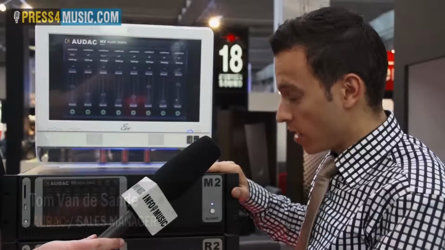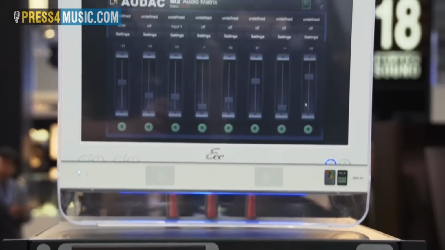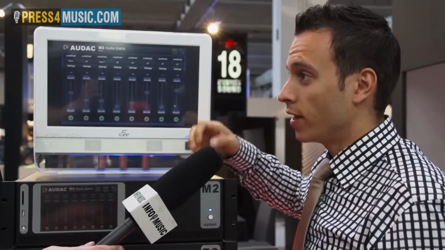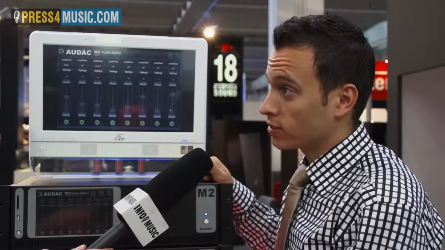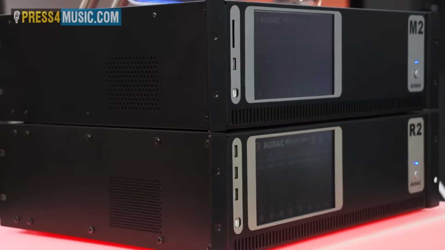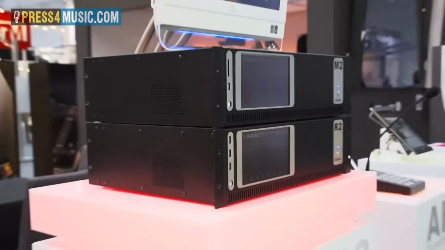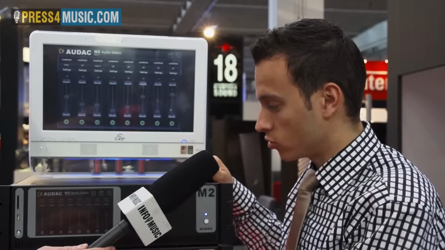I would shortly like to explain to you what the M2 is capable of. It's actually the same as the R2 in 8x8 matrix, but instead of having one DSP, it has 11 DSPs inside. So each input and output has a DSP, and then you have central DSPs. Again, a big difference between them is that this one has unbalanced inputs, this one has balanced inputs, and is capable of mixing all inputs with all outputs at the same time. So it's a lot more actually than the R2.